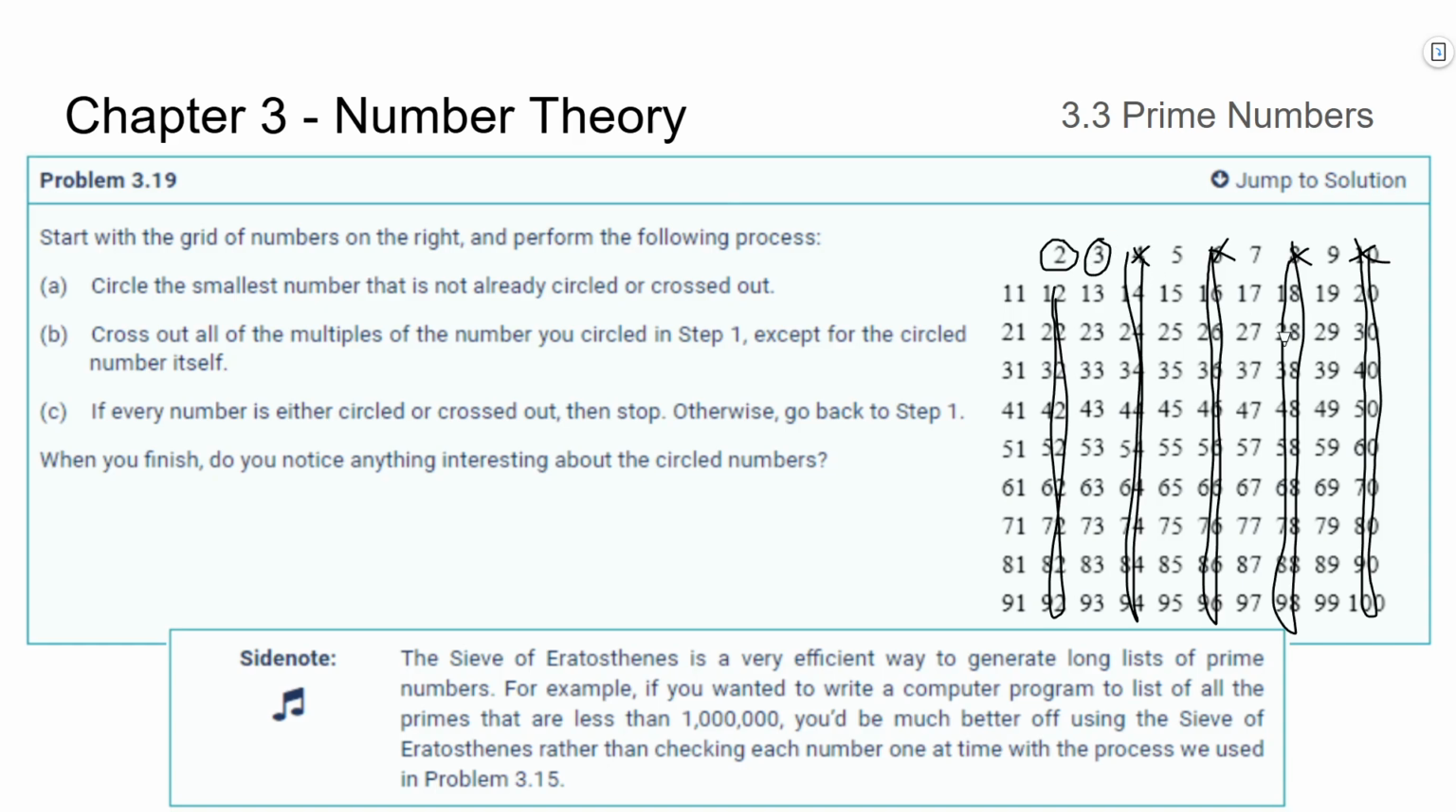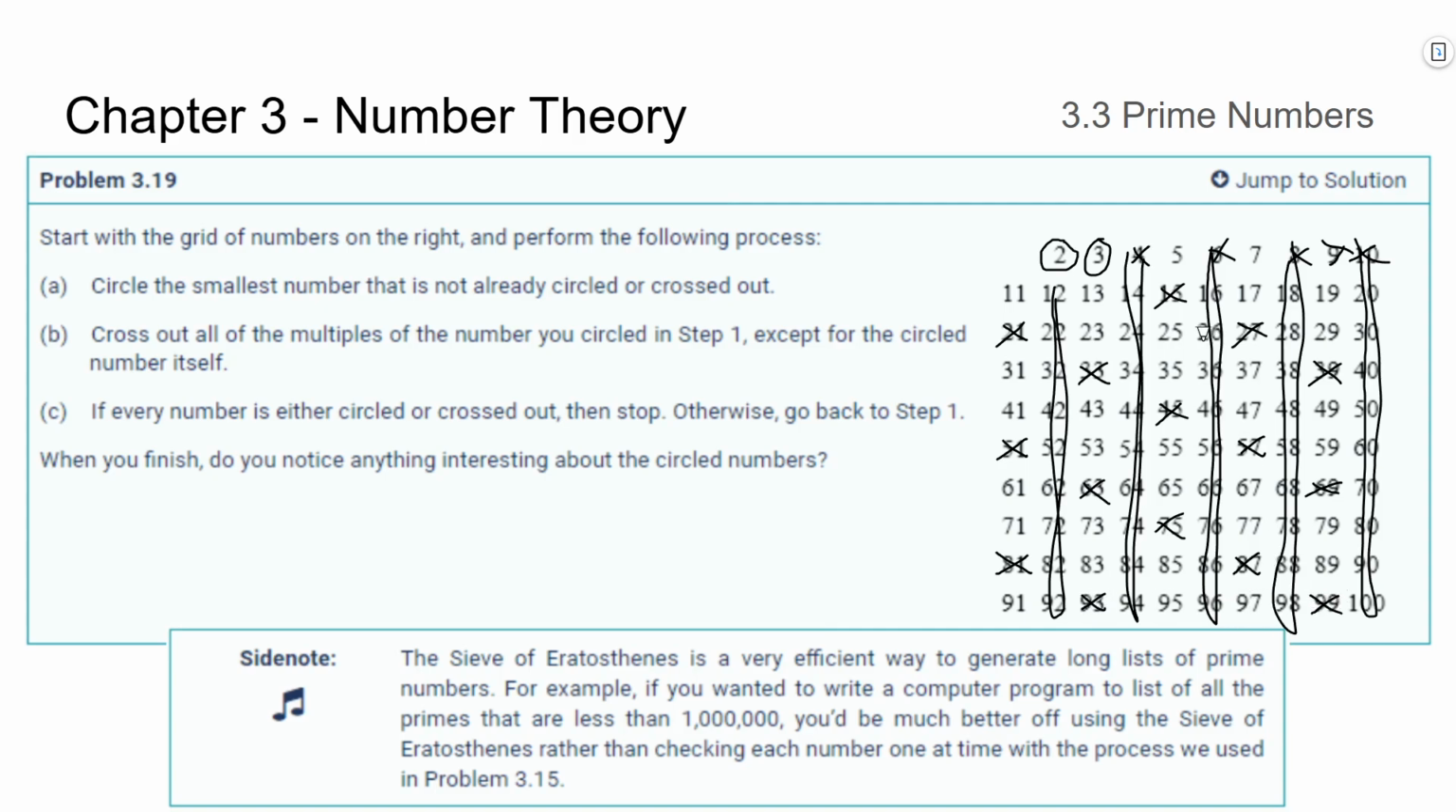And now we cross out all the multiples of 3. Half of them are already going to be crossed out, but we have 3, 6, 9, 12, 15, 18, 21, 24, 27, 30, 33, 36, 39, 42, 45, 48, 51, 54, 57, 60, 63, 66, 69, 72, 75, 78, 81, 84, 87, 90, 93, 96, and 99.